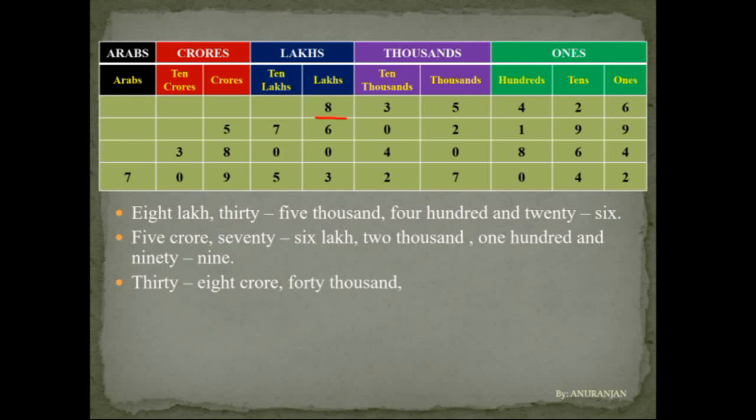Then we have 864. Next we have 7 in the Arabs place, so we can say 7 Arab.